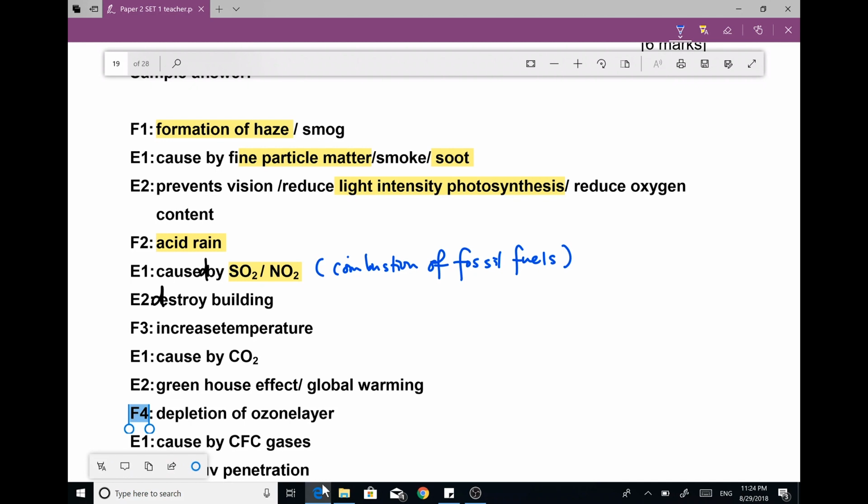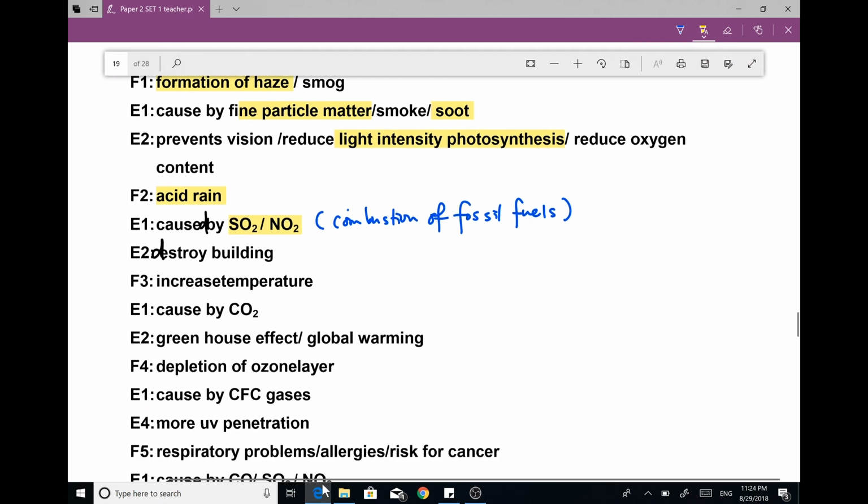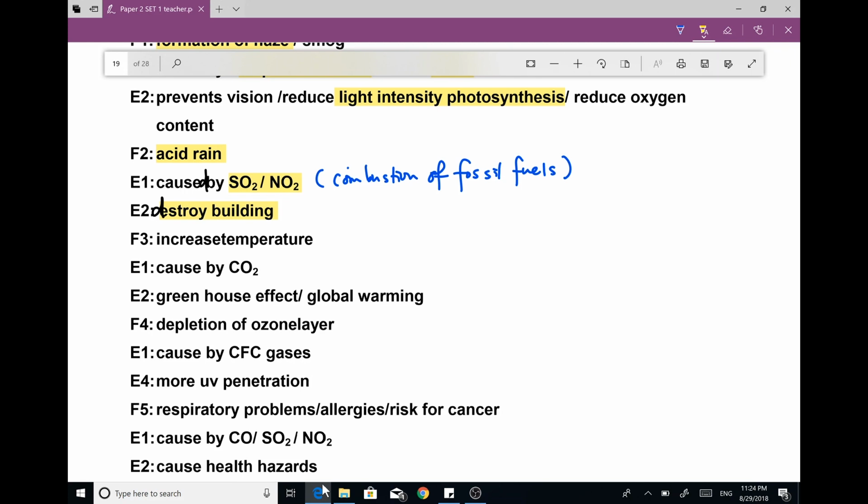So if we don't burn fossil fuel, most likely we won't get SO2 and NO2. And then this SO2, when dissolved in rainwater, is going to destroy the building by causing the surface to be corroded. And then CO2, yeah, we forgot to mention CO2 just now, right? So CO2 is also a type of pollutant in air. It is going to cause the greenhouse effect.